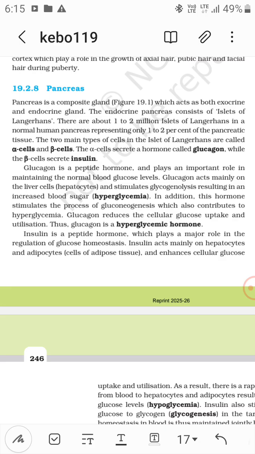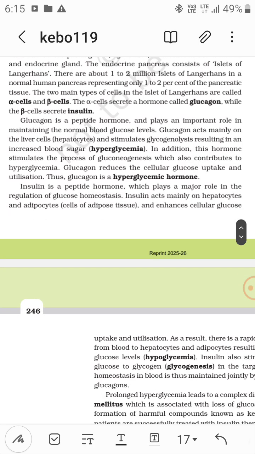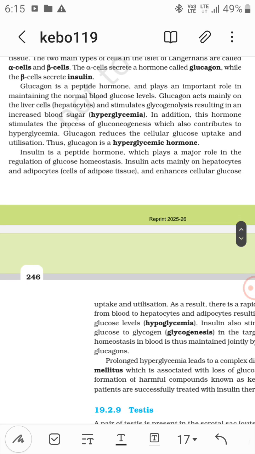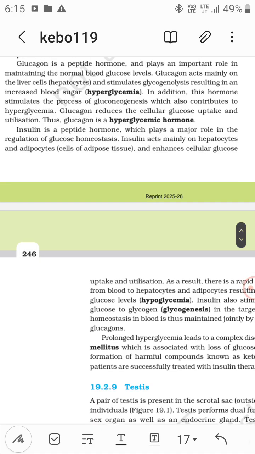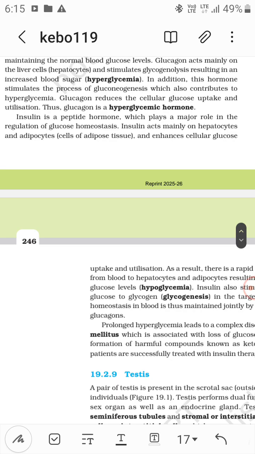That's the third function of glucagon: it is a hyperglycemic hormone. Insulin is a peptide hormone that plays a major role in the regulation of glucose homeostasis. Insulin acts mainly on hepatocytes and adipocytes.